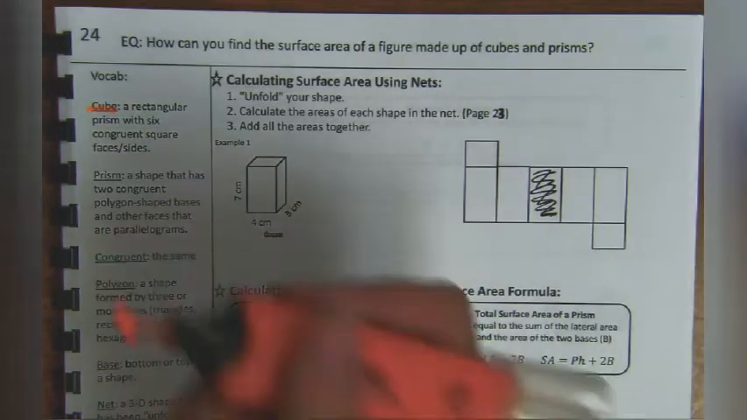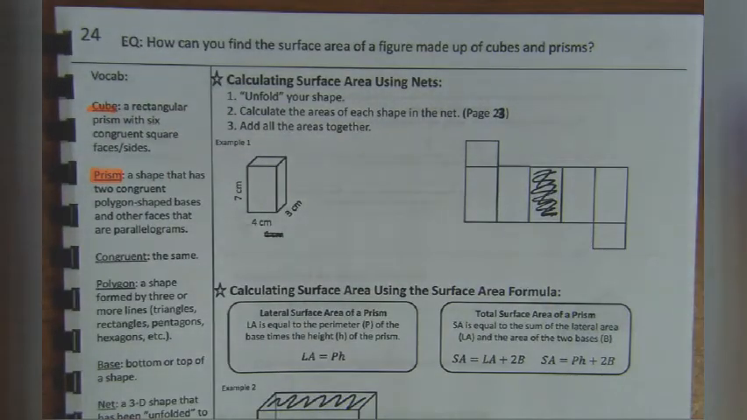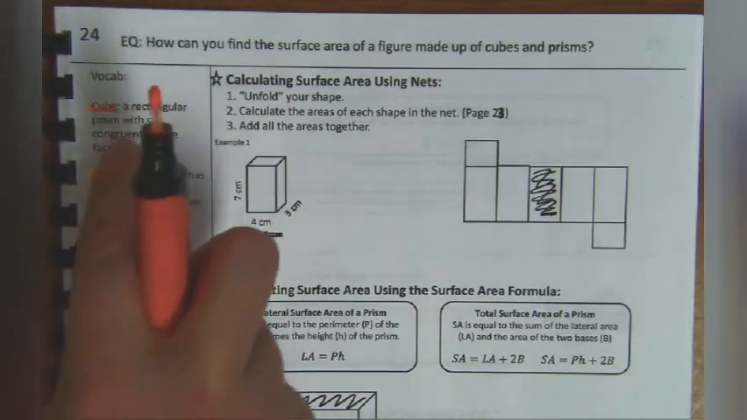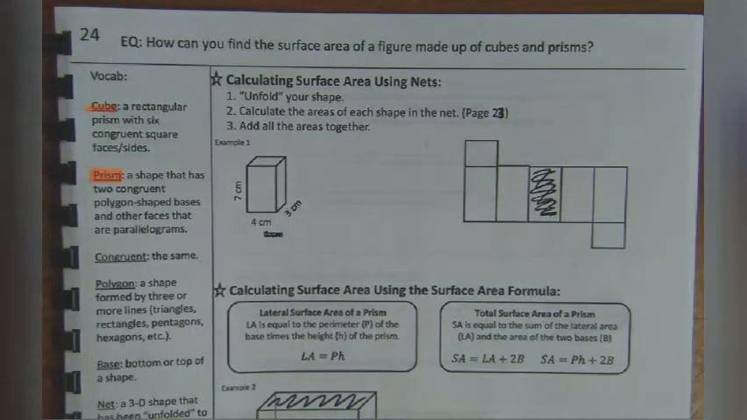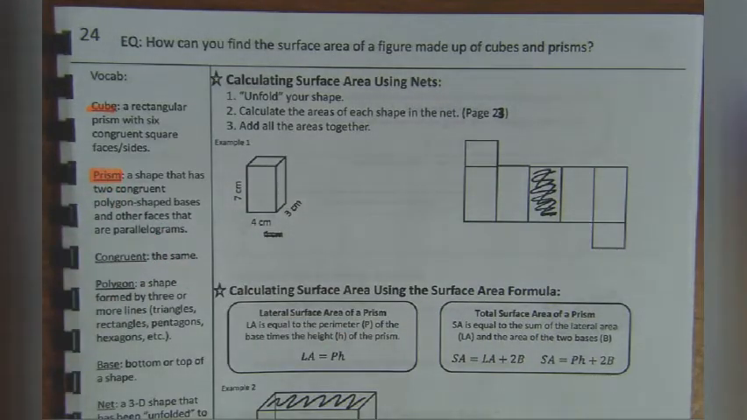Next one we have is a prism. A prism is a shape that has 2 congruent polygon-shaped bases and other faces that are parallelograms. So a cube is specifically a prism with 6 congruent square sides. A prism could be like a rectangle or a 3D trapezoid or things like that. So a cube is a prism, but not all prisms are cubes.